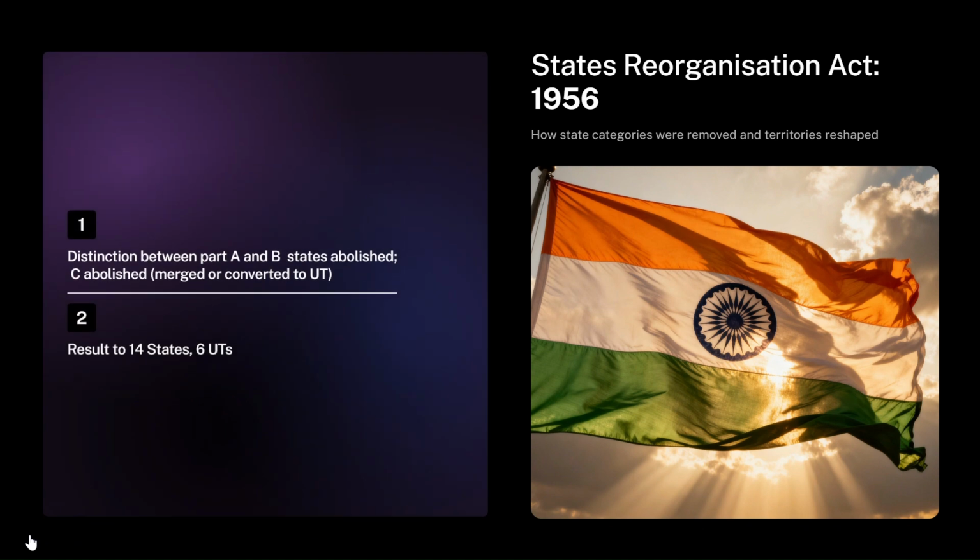This resulted in the State Reorganization Act 1956. Categories of Part A and B were abolished. C was abolished completely and either merged or converted into UTs. And then finally, we got 14 states and 6 UTs.